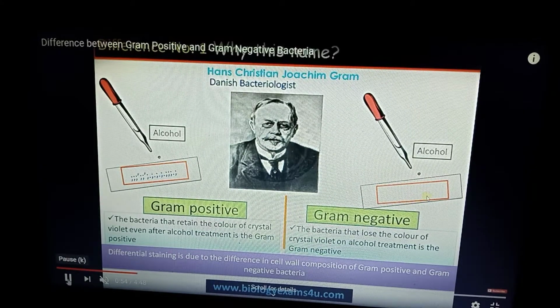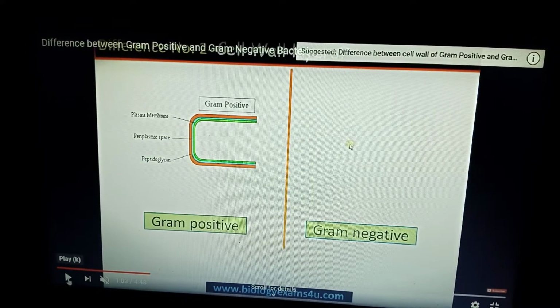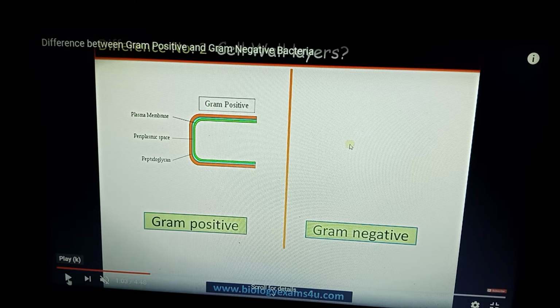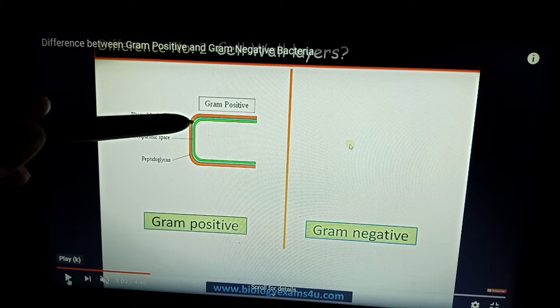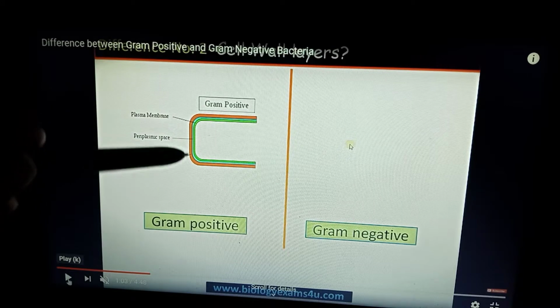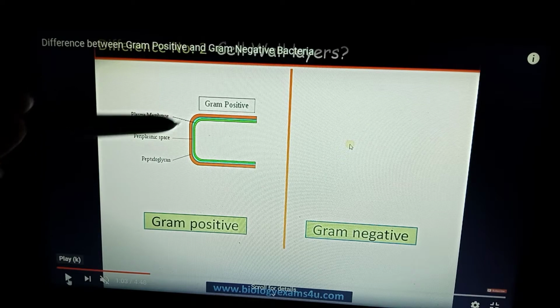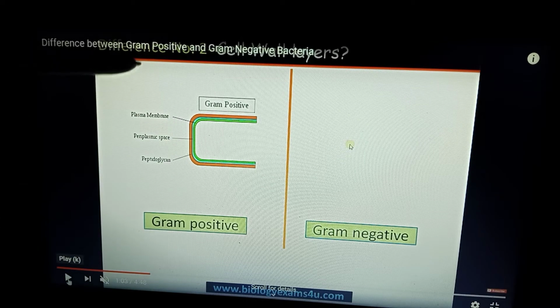Now, the second difference of your gram-positive and gram-negative is in terms of their cell wall layers. What about the difference in their cell wall layers? As you can see, guys, in the case of a gram-positive bacteria, this is your plasma membrane, the color green one, and then the color sky blue, that is your periplasmic space, the space between the plasma membrane and the peptidoglycan.